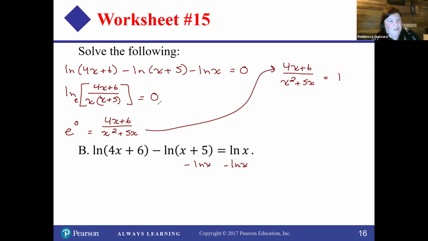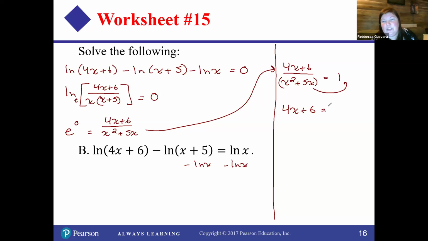So this is what we have to solve. One of the things we're going to check here is that some of these answers may not work in the domain once I do this, so we're going to have to check our answers again. But I can multiply both sides by x squared plus 5x, meaning that I will have 4x plus 6. And when I multiply that to that 1, we are just going to have my x squared plus 5x. So I'm just changing the order here for a second.